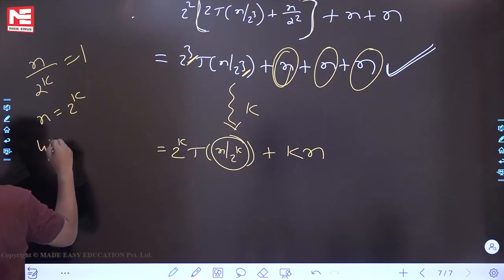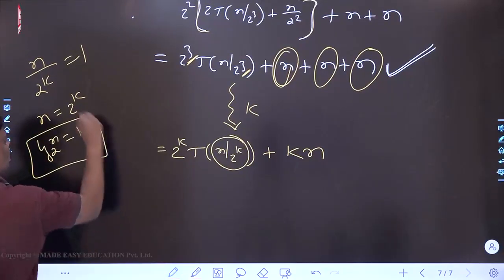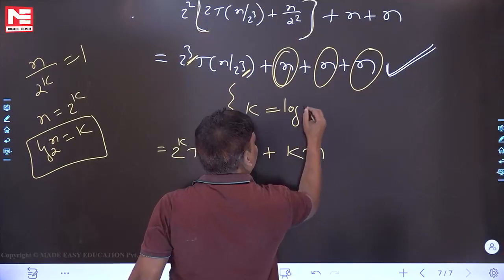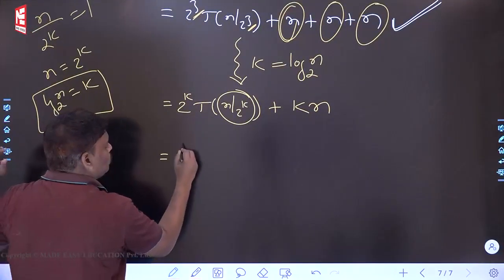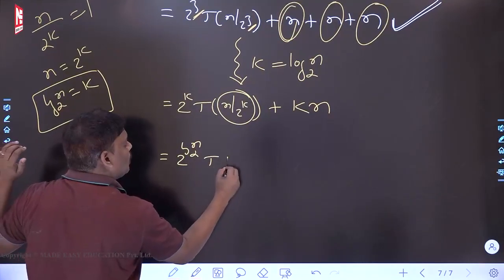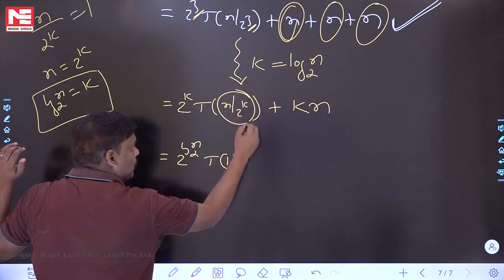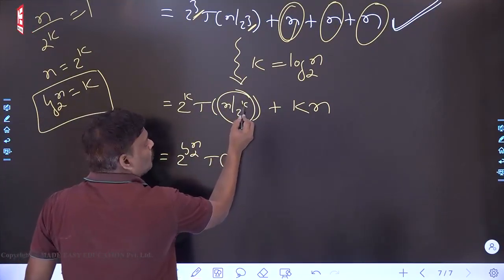Apply log. Log n base 2 is equal to log 2 power k base 2. So k is log n base 2. Replace k by log n base 2. If you replace k by log n base 2, what is the answer? 2 power log n base 2. It is the T of 1. It will become n cancel, 1 will become. If you want, you can verify.